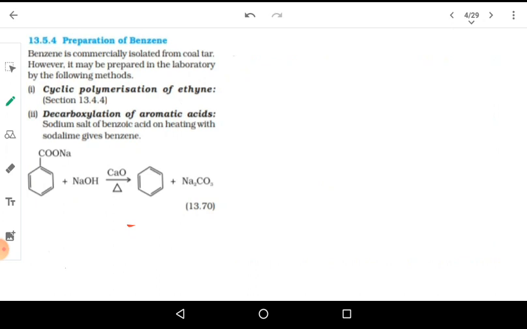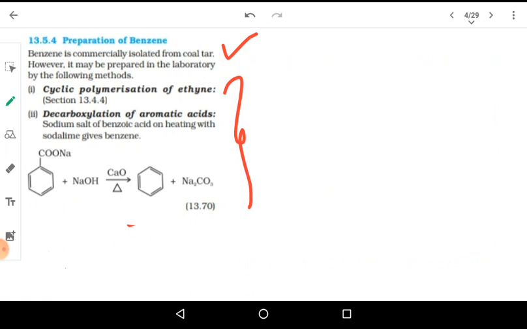Now let's start with the preparation of benzene. We have three methods of preparation of benzene as mentioned in NCERT. The first is the natural or commercial method of preparation, that is from coal tar. Second is by the cyclic polymerization of ethine. These are the chemical methods. We have one more coming up, but first let's discuss these two.